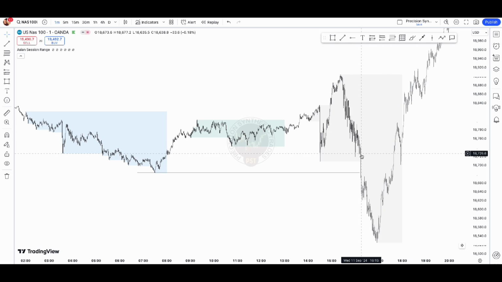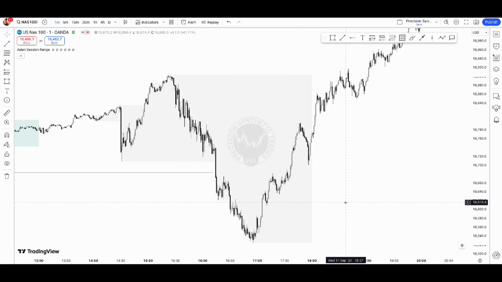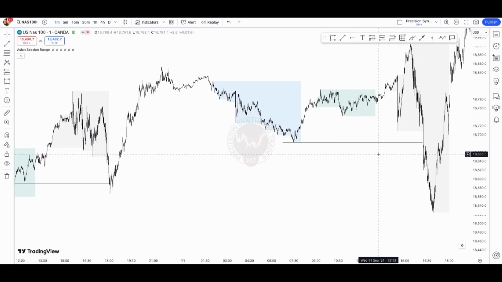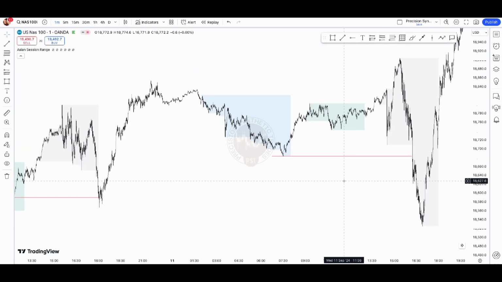Market open, big push down. We took out the lows of the Asian range. Now we're simply going to wait for a market structure shift to happen. And you can also use your higher time frame analysis.